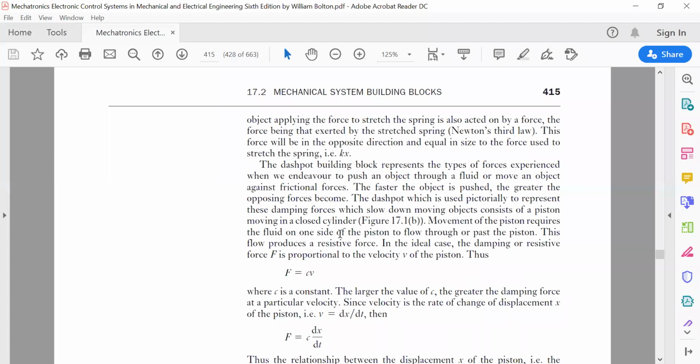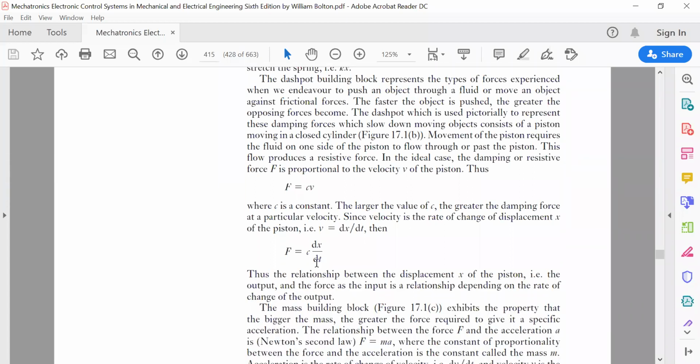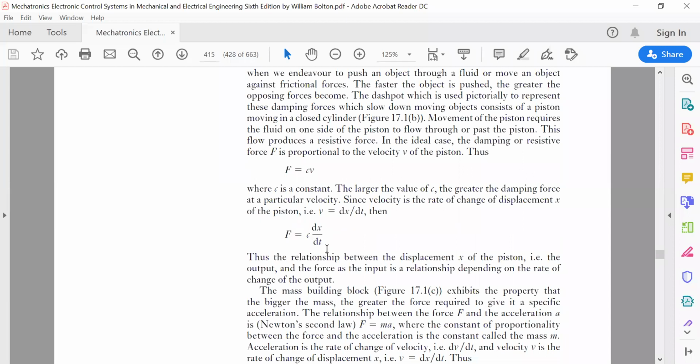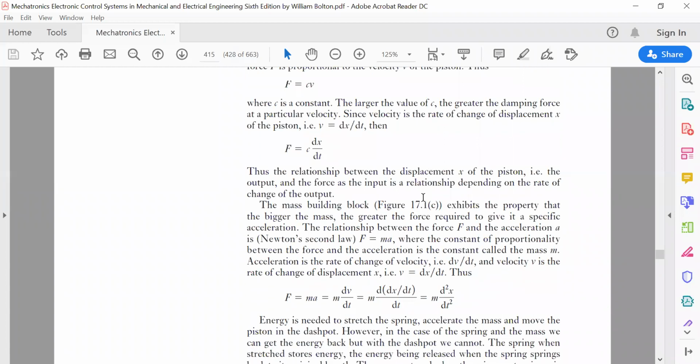At the same time, for a dashpot system, Newton's law of viscosity holds, and here the force is proportional to the velocity. In the ideal case, the damping or resistive force F is proportional to the velocity v of the piston. So force is equal to c times v, and as we know, v is the rate of change of displacement. So force is equal to c dx/dt. This is the representation of the dashpot system.